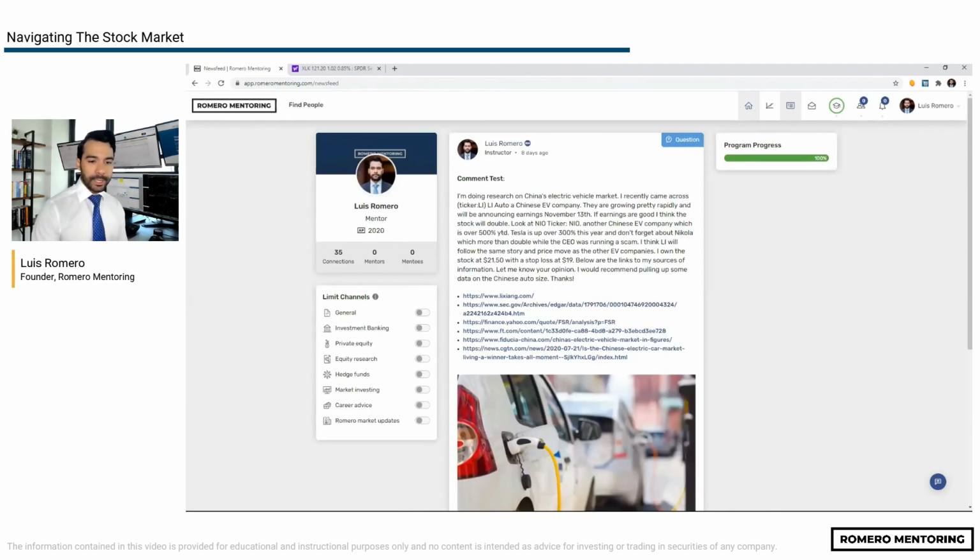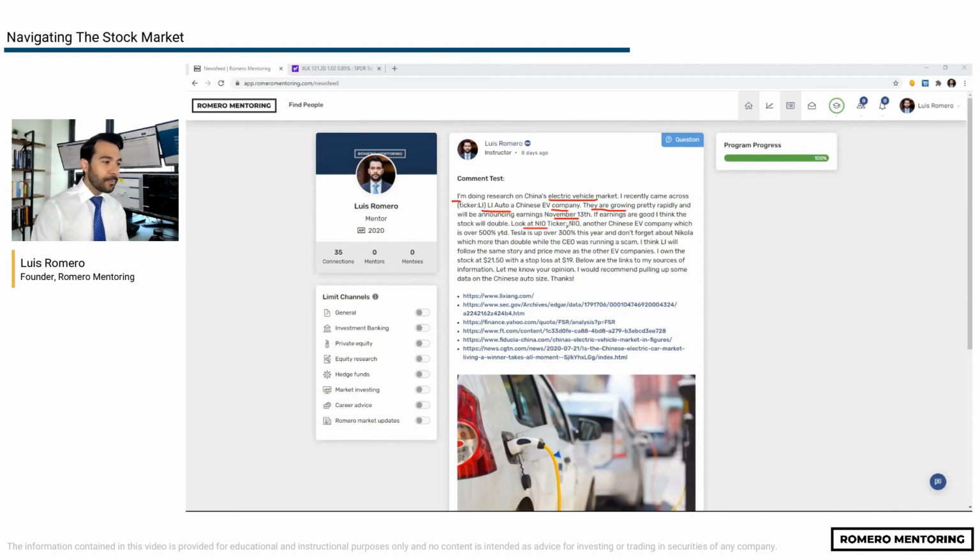So here's the thesis, right? At the big picture, top-down approach. So we were looking at the auto sector, and I posted here, I'm doing research on China's electric vehicle market. I recently came across Li Auto, a Chinese electric vehicle company. They are growing pretty rapidly and will be announcing earnings November 13th, which was this past week. If earnings are good, I think the stock will double in price.